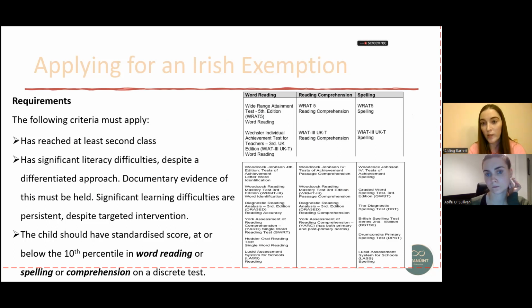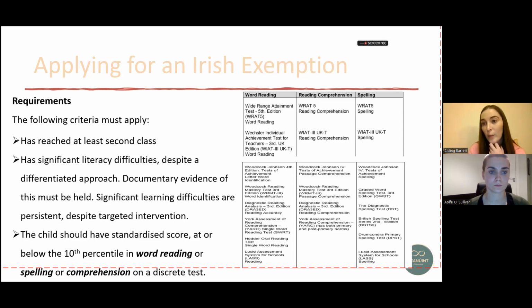So there's either word reading, reading comprehension, or spelling. So when you're looking at a child with literacy difficulties, they need to score at or below the 10th percentile in either word reading, reading comprehension, or spelling. They need to have reached at least second class, and they need to have significant literacy difficulties that are documented. And again, that would be documented in the student support file, across school support plans or school support plus plans, and the literacy difficulties must have persisted despite targeted intervention.